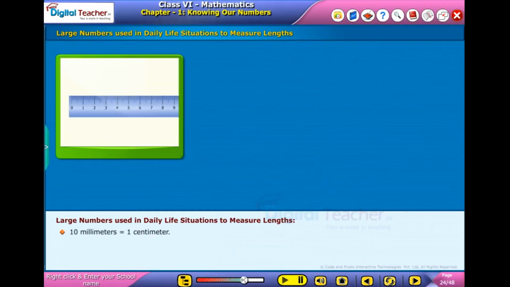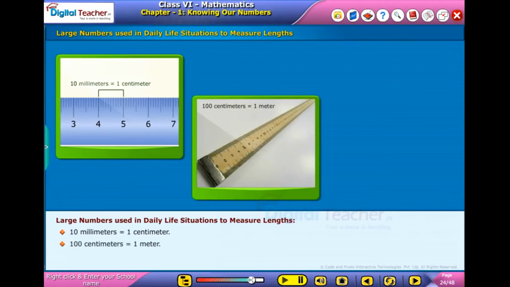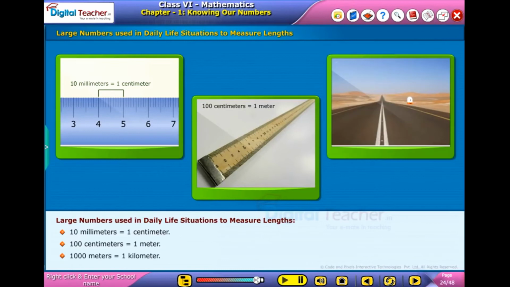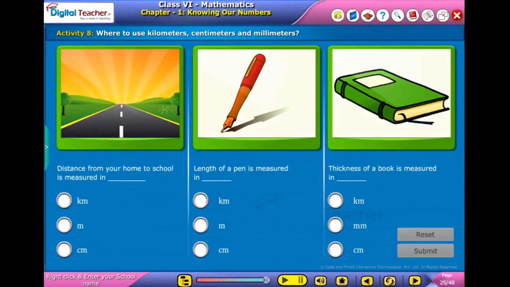For example, 10 millimeters is equal to 1 centimeter. 100 centimeters is equal to 1 meter. 1000 meters is equal to 1 kilometer. By this, we can convert and use as per our requirement. Let us see where to use kilometers, centimeters, and millimeters. Click the appropriate options for the following blanks.